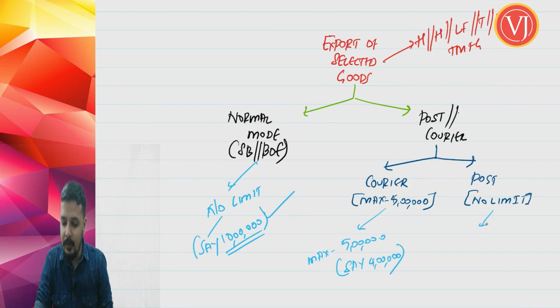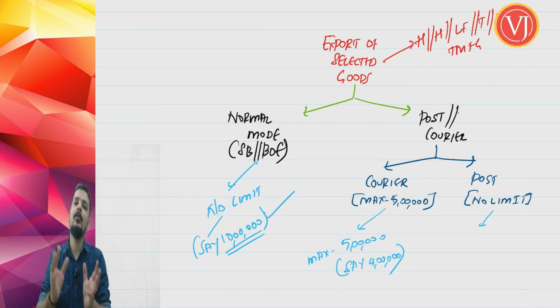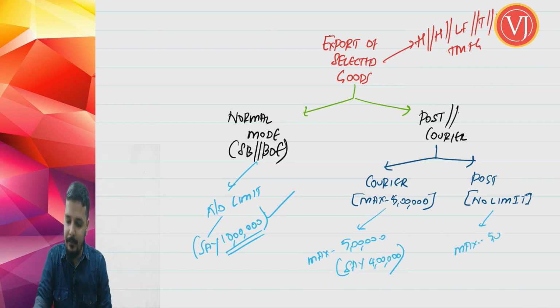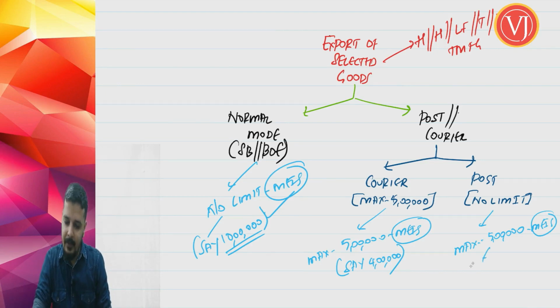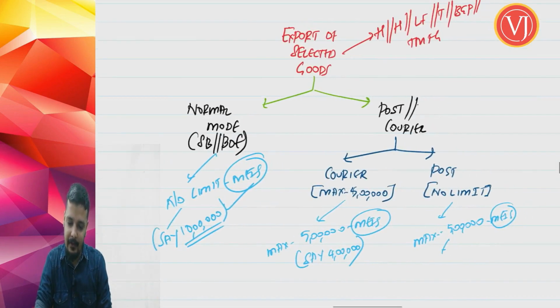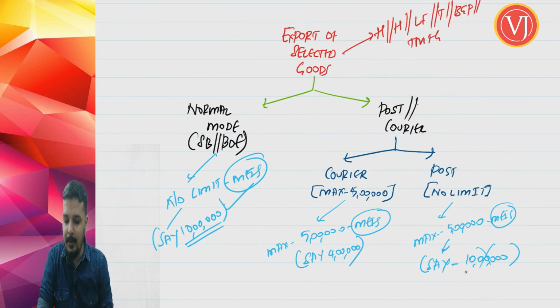And through post, you can send goods worth any value, but the maximum limit that will be counted for your MEIS script is 5 lakhs. You have to focus on this point. Say you have exported 10 lakhs through post, but what will be counted for your MEIS script is only 5 lakhs.